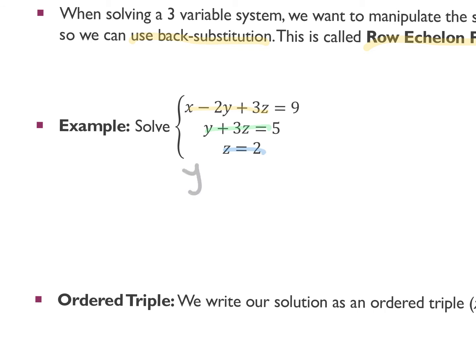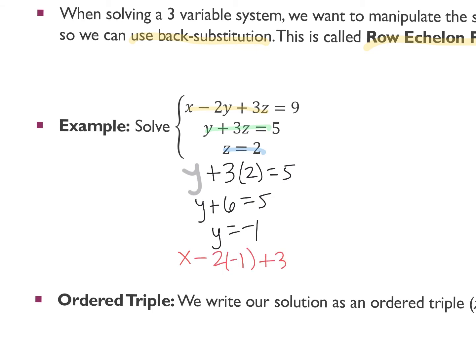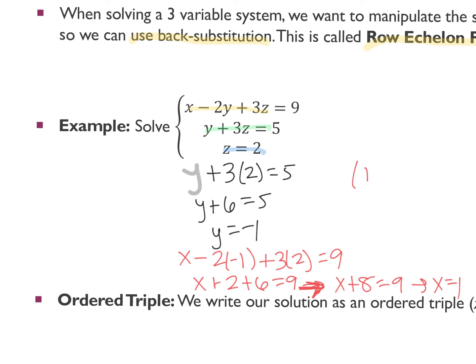So y plus 3 times 2 equals 5, or y plus 6 equals 5, y equals -1. And then for equation 1, we have x minus 2 times -1, plus 3 times z, which is 2, equals 9. Or x plus 2 plus 6 equals 9. Or x plus 8 equals 9. Or x equals 1. And then we just write our solution as an ordered triple, (1, -1, 2).